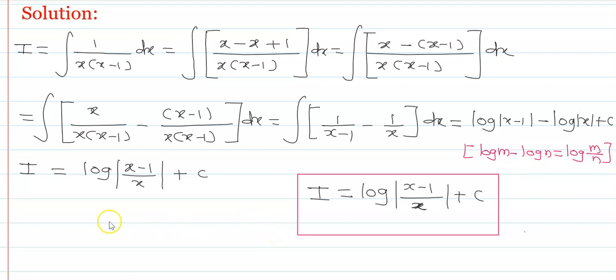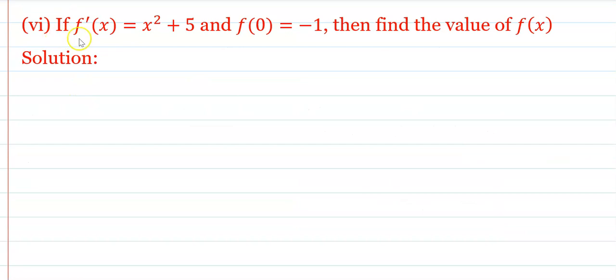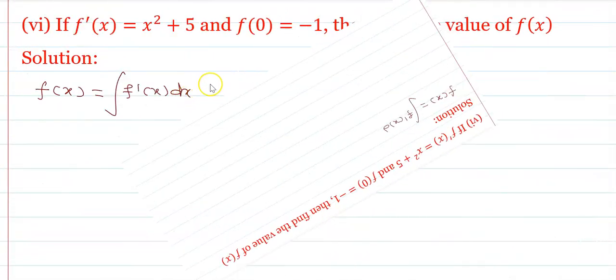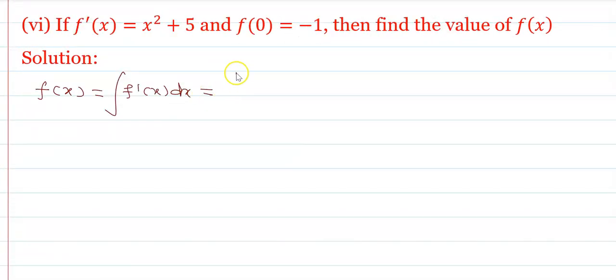I will take the next example. If f dash of x is equal to x square plus 5, and f of 0 is minus 1, then find the value of f of x. We know that f of x is equal to the integral of f dash of x into dx, and therefore the integral of x square plus 5 into dx.